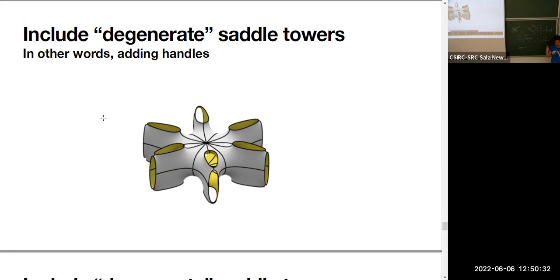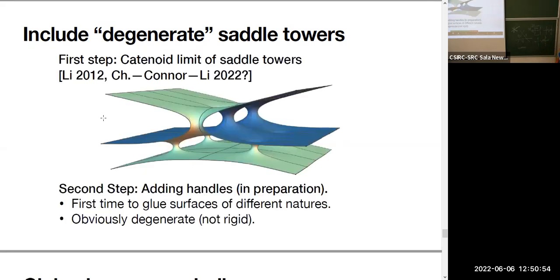This is not in the, what is the condition? Name of the Jenkins condition. But this we can consider as the Capenoid limit of saddle towers. So they do have a limit with the wings all parallel to each other. And so I want to do this gluing. And the first step is to study the Capenoid limit of saddle towers first.